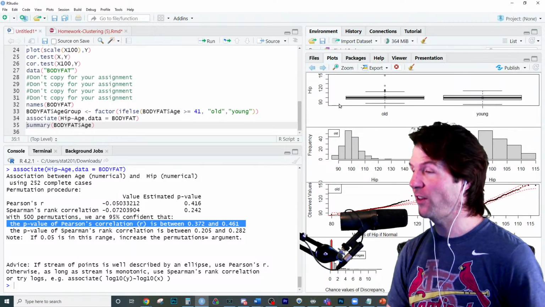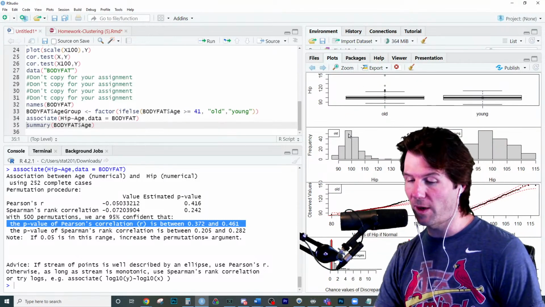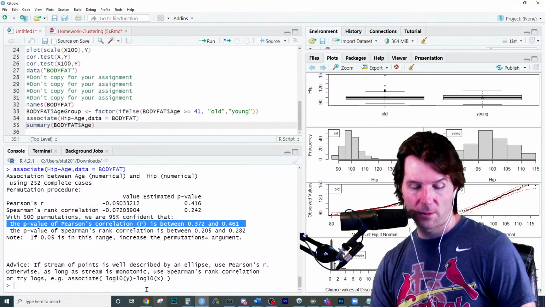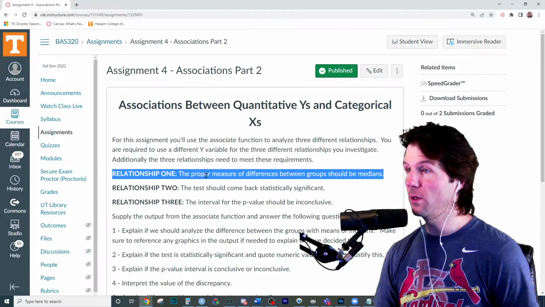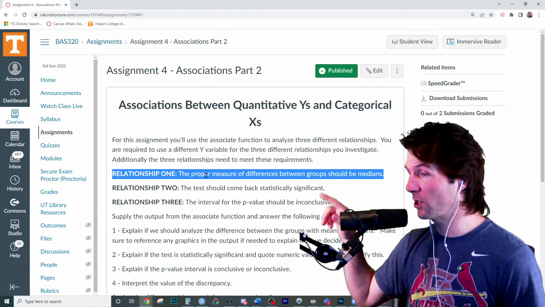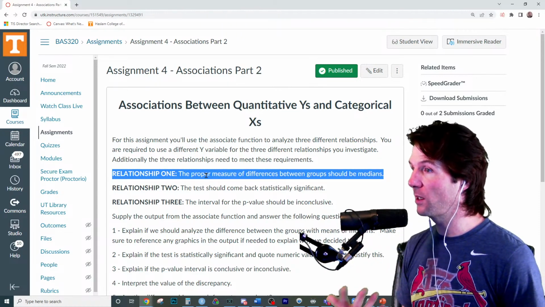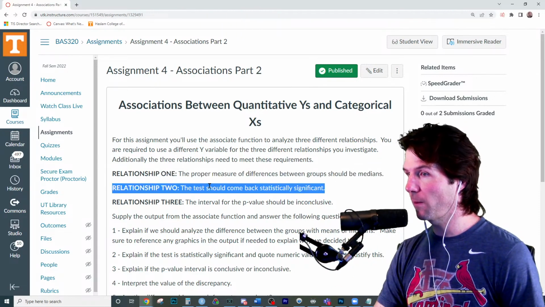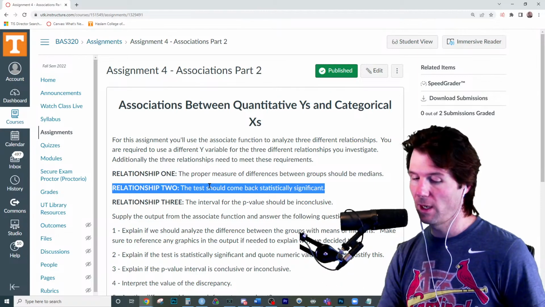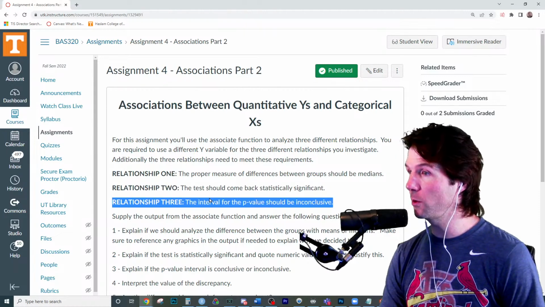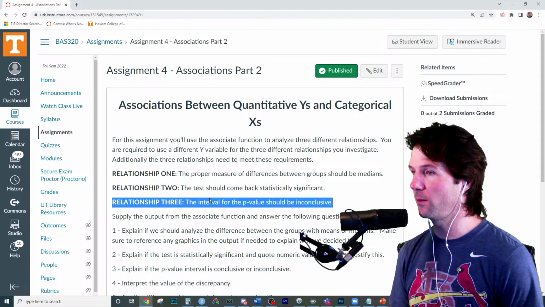All three graphics. You will include all 4 of these, but for all 3 of your graphics, let's review again. One of the relationships needs to show where the medians should be used, like the one we just did. Now, don't do the ones I did, but you want to see non-normal data. Another one should come back as statistically significant, which means the p-value needs to be below 0.05. Another one needs to come back as inconclusive, which means that your interval contains 0.05.